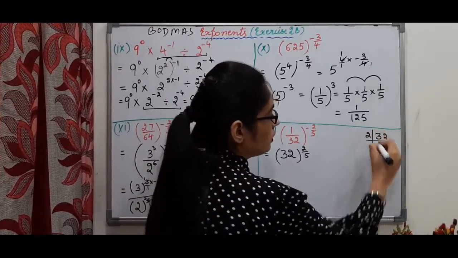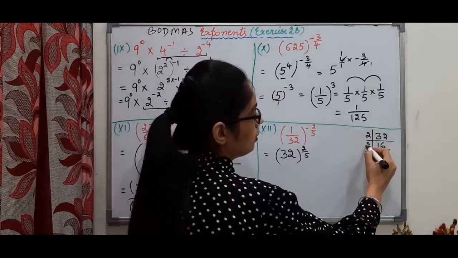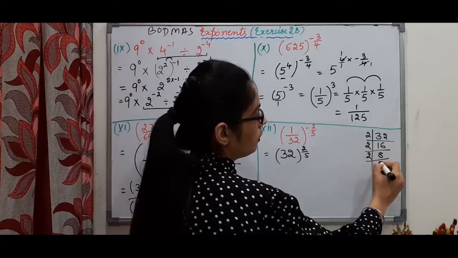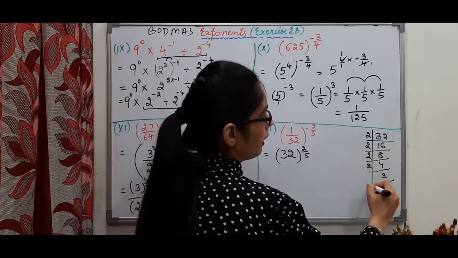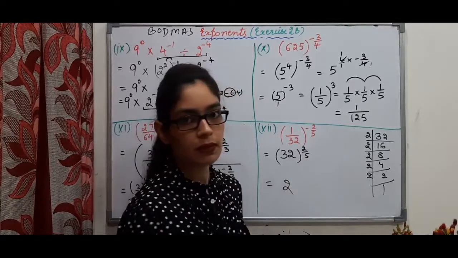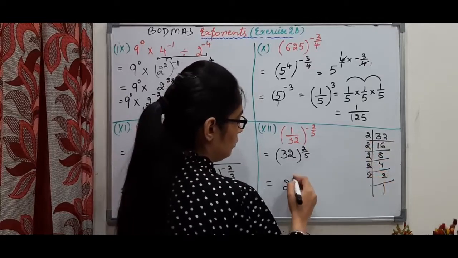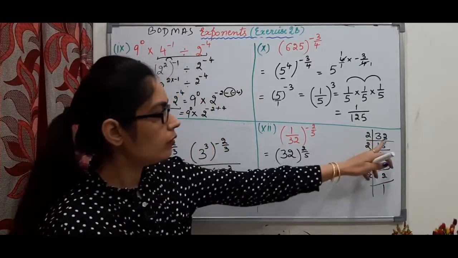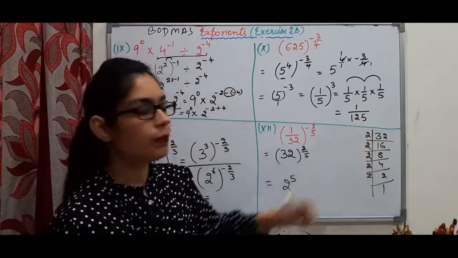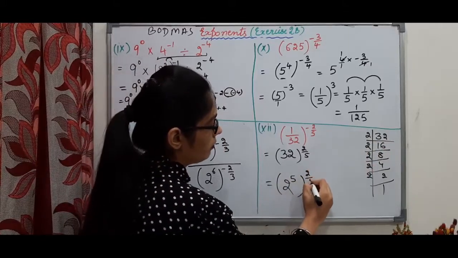32, since it is an even number, we can start with 2: 2 into 16, 2 into 8, 2 into 4, 2 into 2 and 2 into 1. So how many times 2 is there? That will become its power. 1, 2, 3, 4, 5. So 2 to the power 5. 32 is equal to 2 to the power 5, whole power 2 by 5.